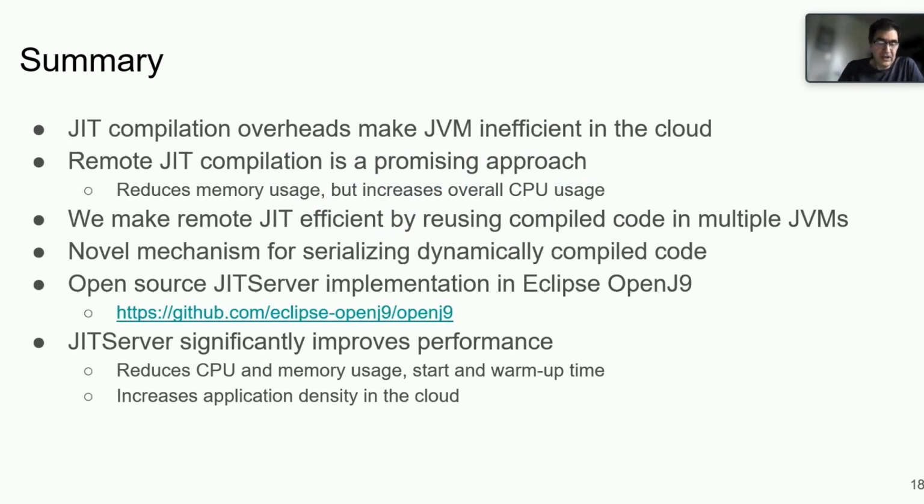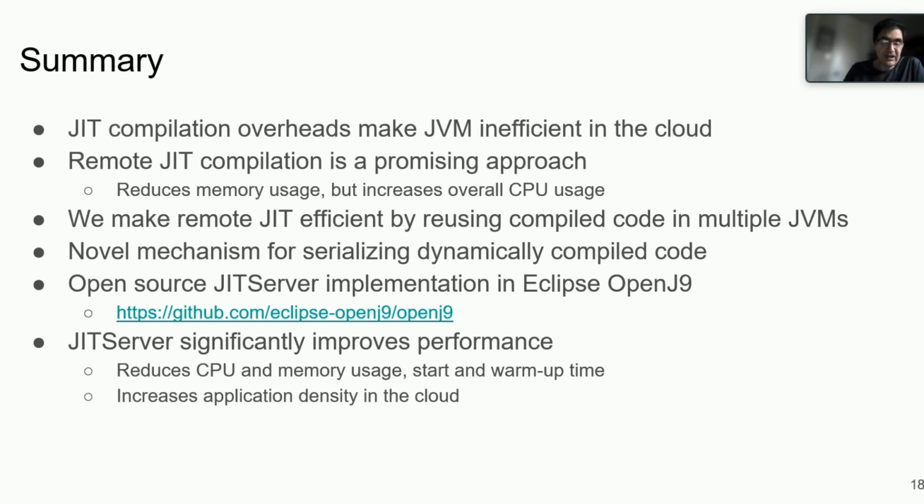In conclusion, in this presentation, we showed that JIT compilation overhead can pose some performance challenges to Java applications running in the cloud, where frequent restarts may be happening. These problems can be alleviated to a large extent with a disaggregated remote JIT. However, this solution tends to increase CPU consumption cluster-wide due to networking overheads. To address this issue, we propose to reuse previously compiled code by adding a cache at the JITServer, and we described a novel mechanism for serializing dynamically compiled code.